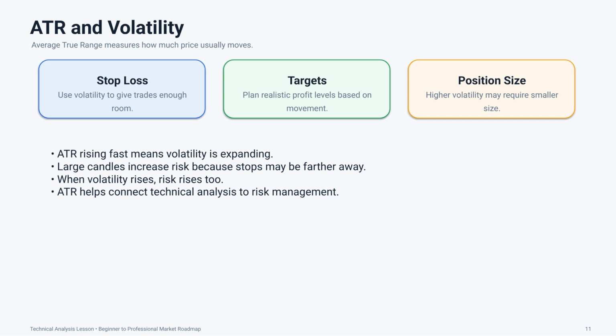The main lesson is this: ATR helps connect technical analysis to risk management. A good trader does not only ask, where should I enter? A good trader also asks, where is my stop loss? Is my target realistic? How much size should I use? Is the market too volatile for my risk level? ATR helps us answer those questions before we take the trade.